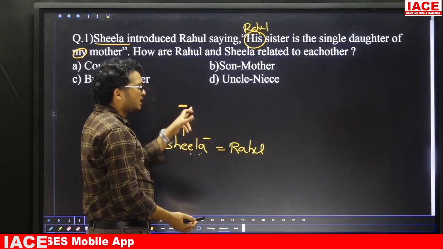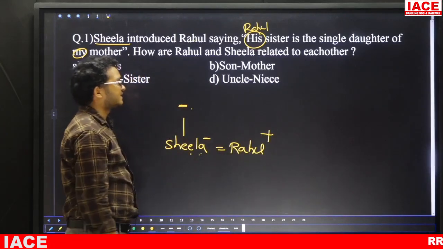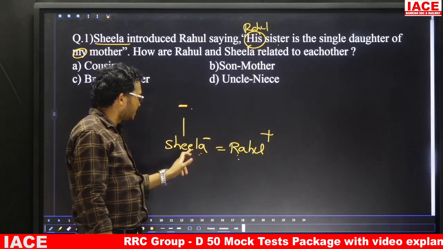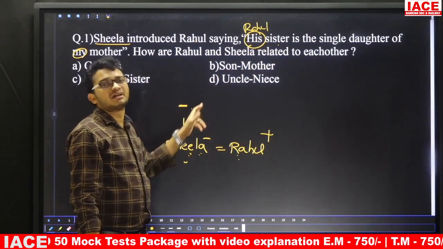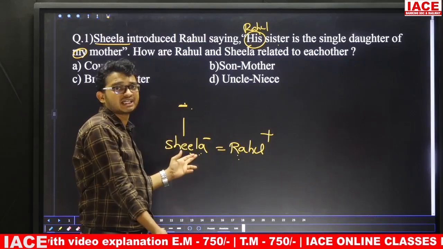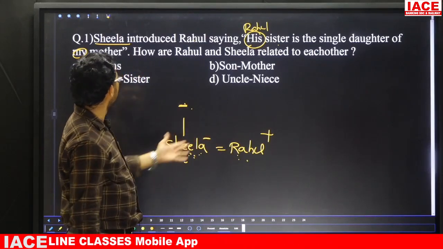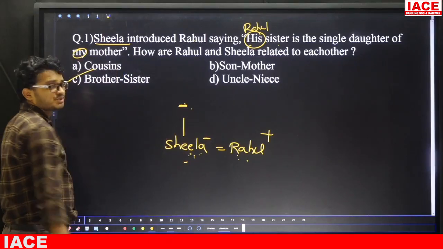Here Sheila is the only daughter, which means Rahul is male. Now take care with the given one: Rahul's sister is the only daughter of my mother. Only daughter of my mother means Sheila herself. Then how are Rahul and Sheila related to each other? Brother and sister. The answer is option C.